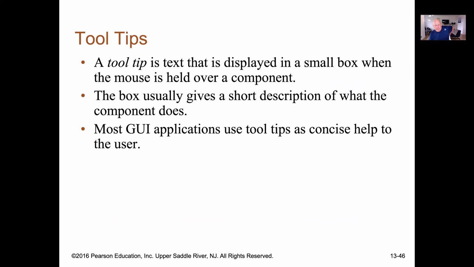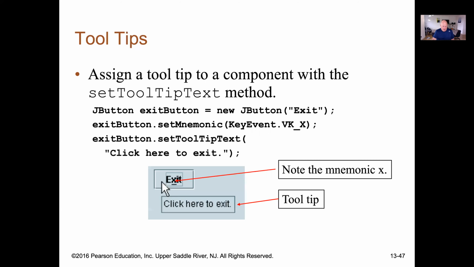So what's a tooltip? A tooltip is text that is displayed in a small box when the mouse is held over a component. The box usually gives a short description of what the component does, and most GUI applications use tooltips as concise help to the user. You use the setToolTipText method to assign a tooltip to a component.